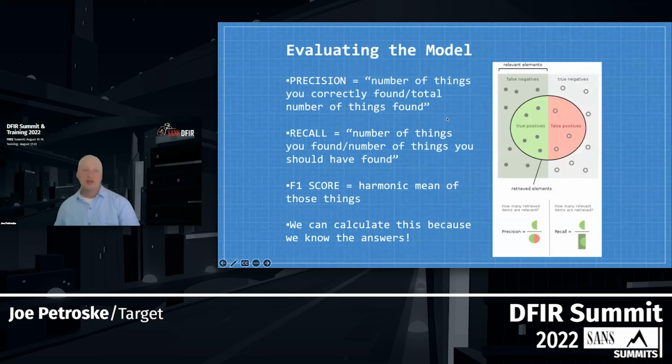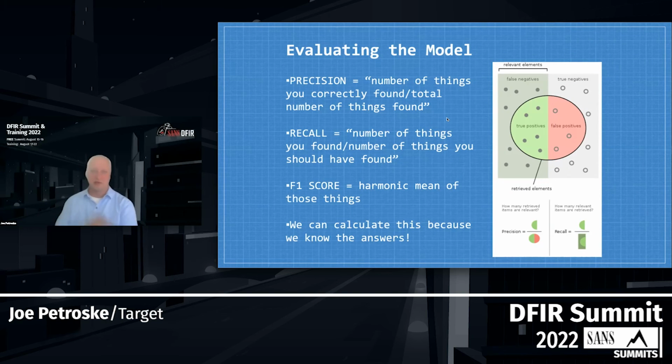Since we know the answers to all the questions that we just gave the machine, we can then evaluate the results because we know what it should have found. So we can calculate how the model worked, what it did find versus the things that it should have found. The two pieces of data we'll care about here are both the precision and the recall. You can think of the precision as the number of things that you correctly found versus the total number of things that you found. That is basically a ratio of true positives found to true positives plus false positives.